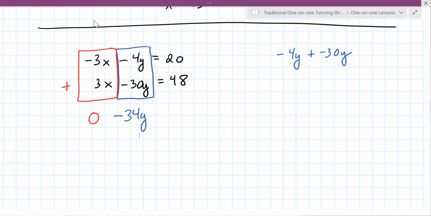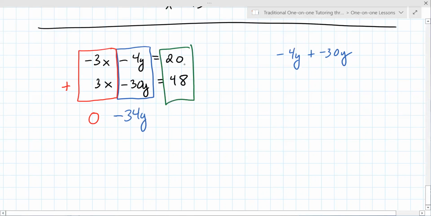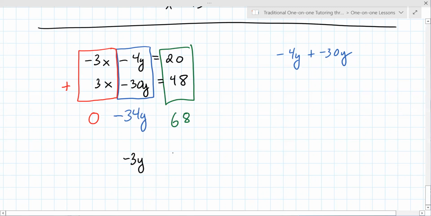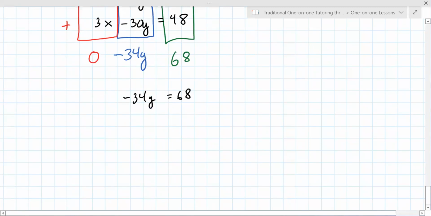Now, the last grouping, you have 20 plus 48. What does that become? That's going to be equaling 68. All right, so now I'm going to write the equation: minus 34y equals 68. How do you solve for y? You have to divide both sides by negative 34. Yes, that's correct.